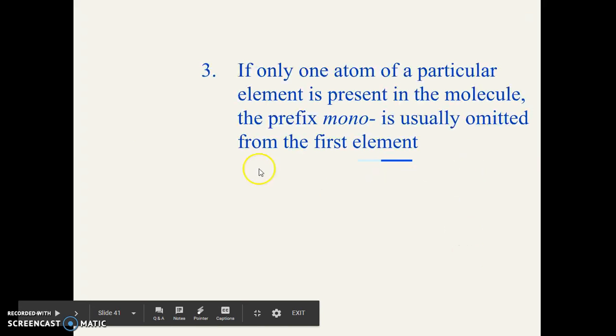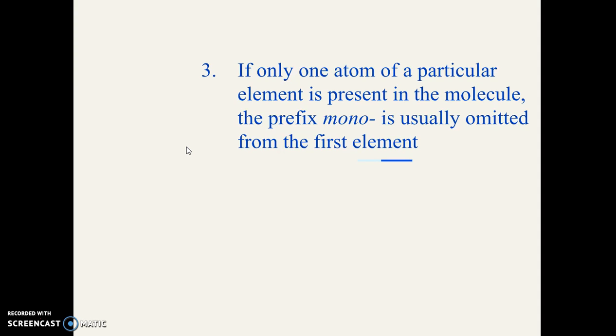So the next rule: if only one atom of a particular element is present in the molecule, the prefix mono is usually omitted from the first element. So when we're looking at something like CO, instead of writing monocarbon monoxide, you don't use mono on the first element. You can use it on the second one, but not the first one. An example, carbon monoxide. So you don't say monocarbon monoxide. You would just say carbon monoxide.